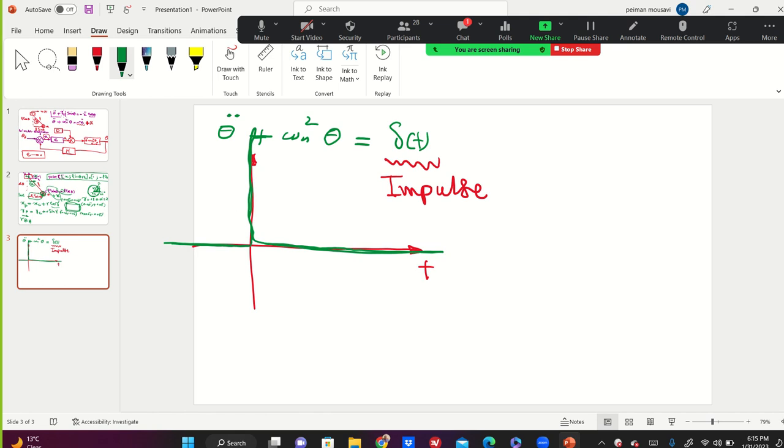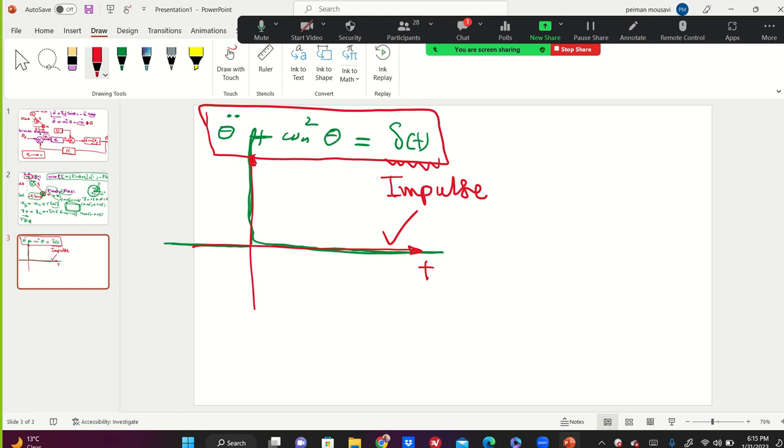So now you graduated from mechanical engineering. I'm giving you this differential equation, and I give you 10 years to solve it. Who can solve this with this input to the system, impulse? In this format, no one. No one. Why can you not solve this?